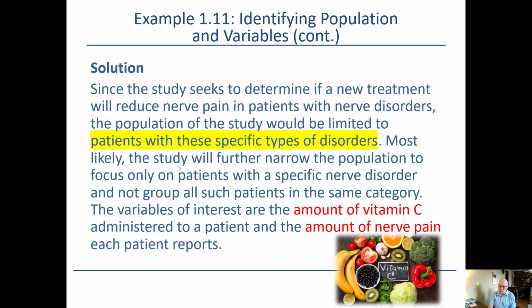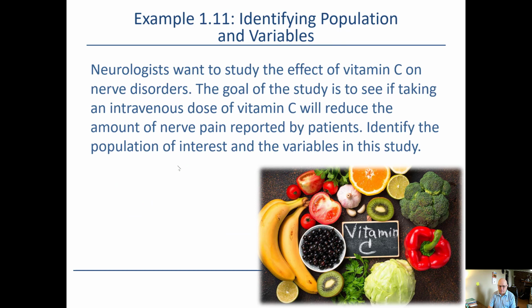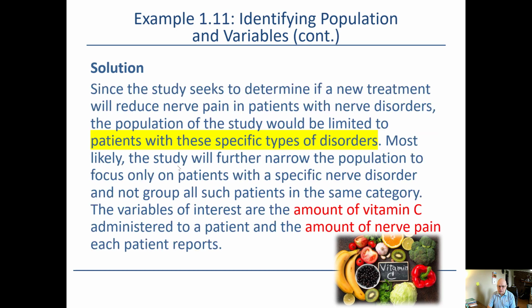What were we asking for? I'll go back this time. It says identify the population of interest and the variables. The population is the patients that have those disorders, and the variables are the amount of vitamin C and the amount of nerve pain.